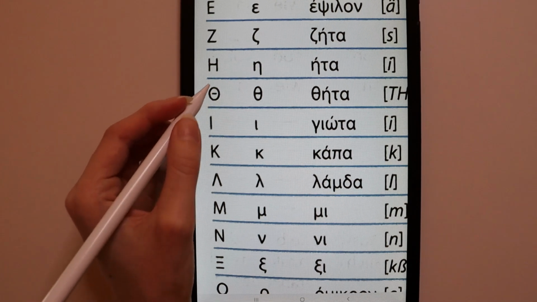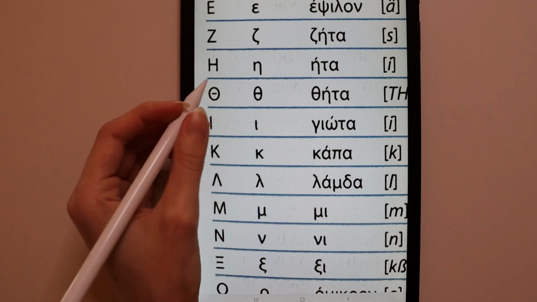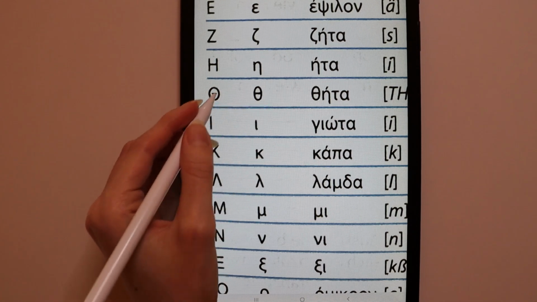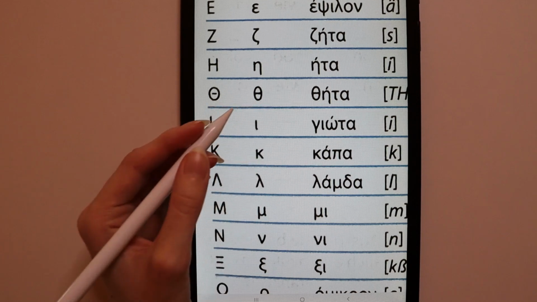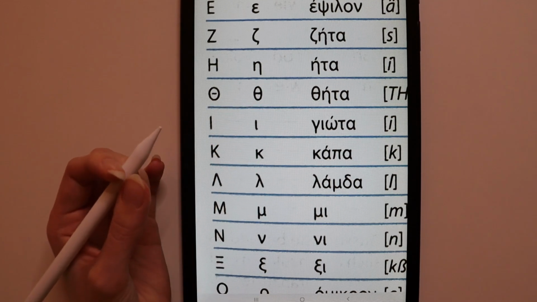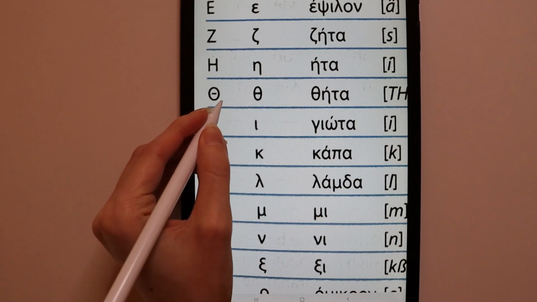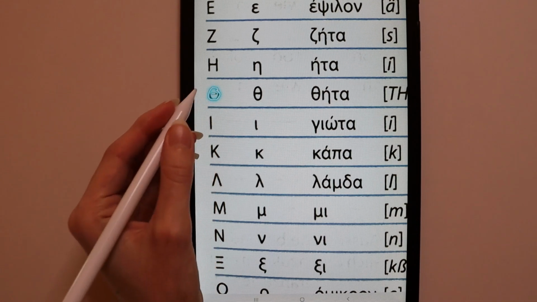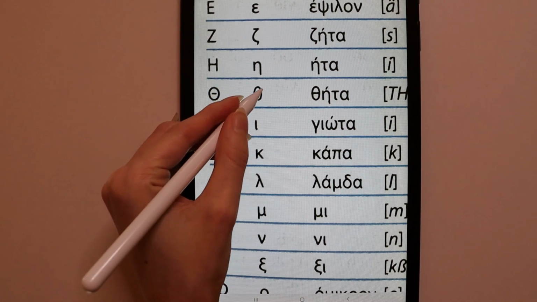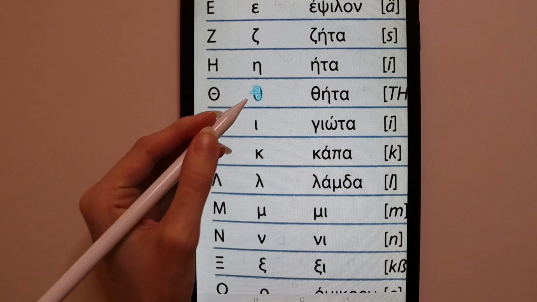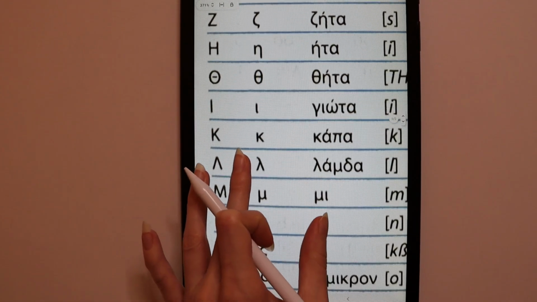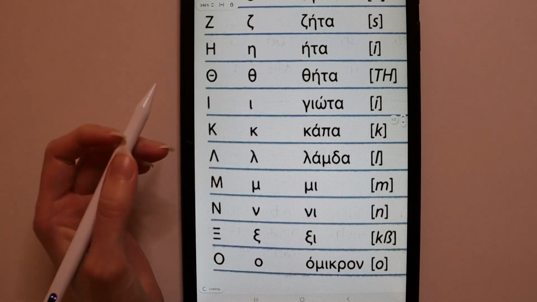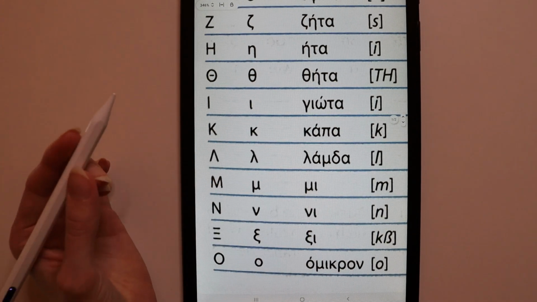And then we have theta. Theta is like a TH sound. Both versions, the uppercase and the lowercase letter, look kind of the same, but the uppercase letter is a bit more like an O with a line in the middle, and the lowercase letter is a bit longer, so to say. Theta is a TH, just like in English, the.